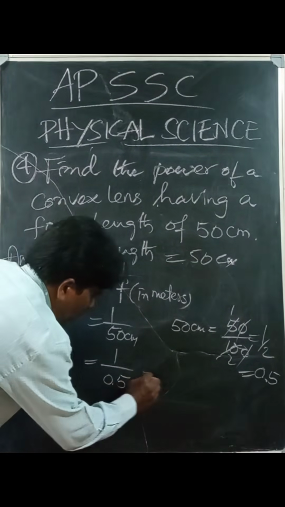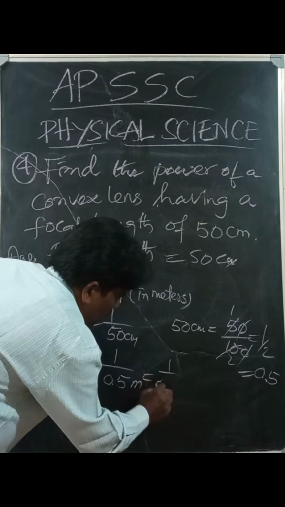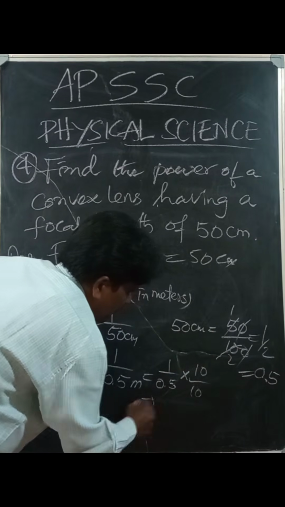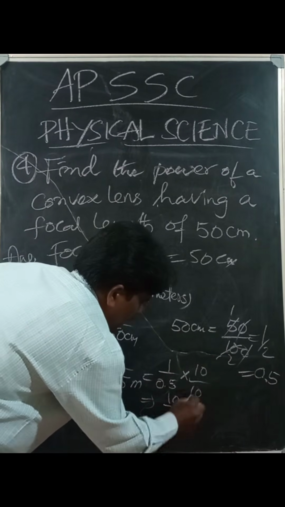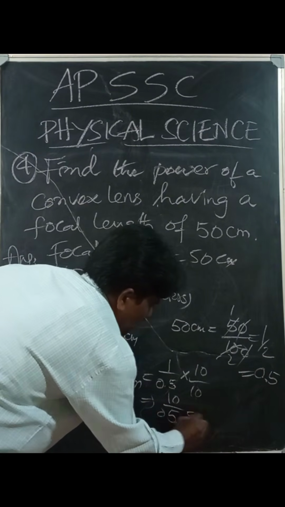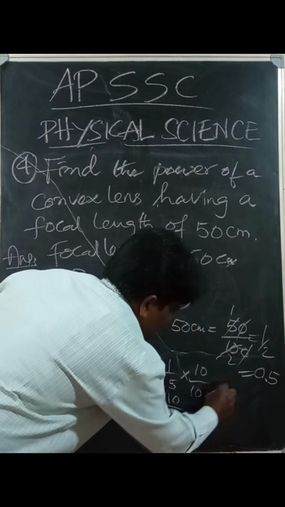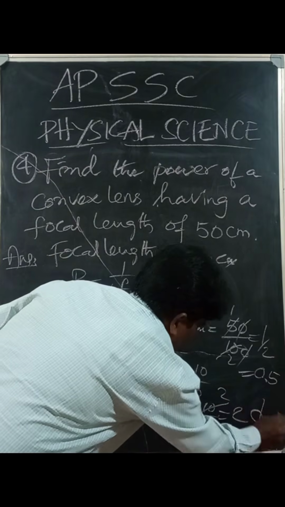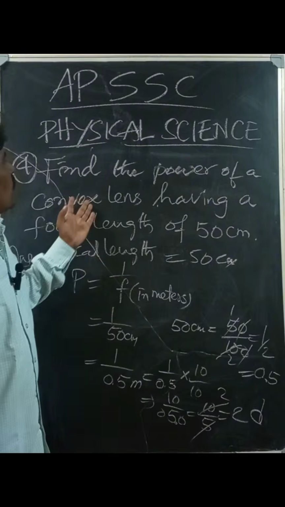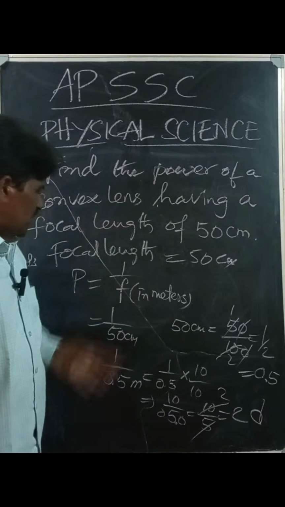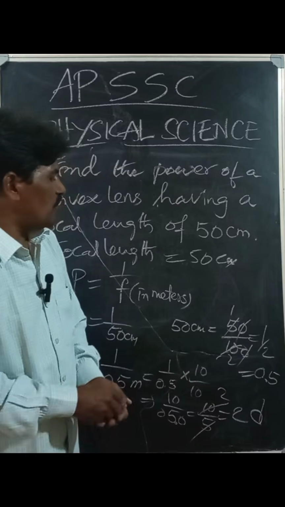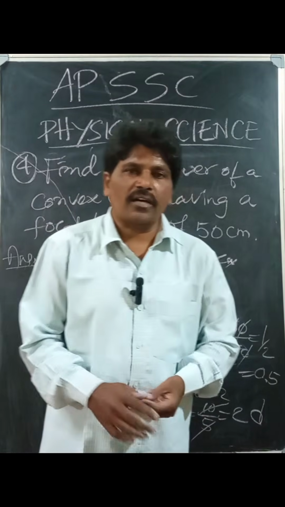Here, 1 by 0.5 means 1 by 0.5 into 10 by 10, because to remove the decimal point we multiply by 10 by 10. 10 ones are 10 by 10, 5 ones are 50. So the point is removed, and we get 10 by 5. 5 twos are 10, so the answer is 2 dioptres. This is the answer for the focal length. The power of a convex lens is 2 dioptres. So this is the answer for the question.